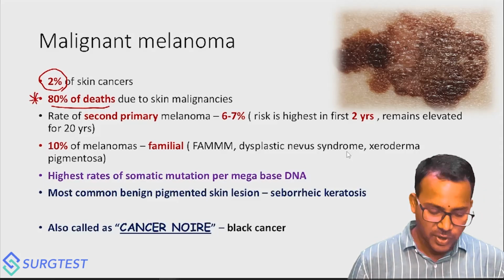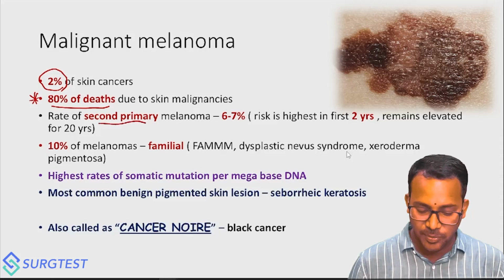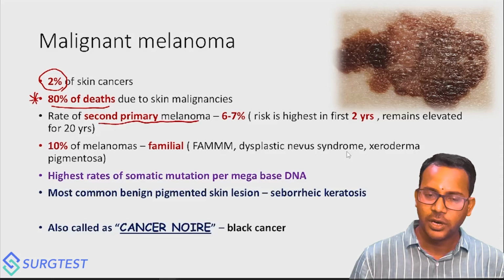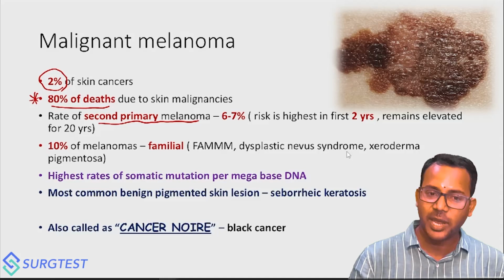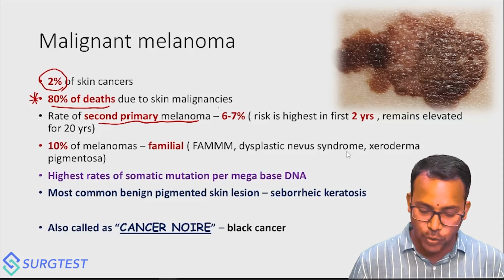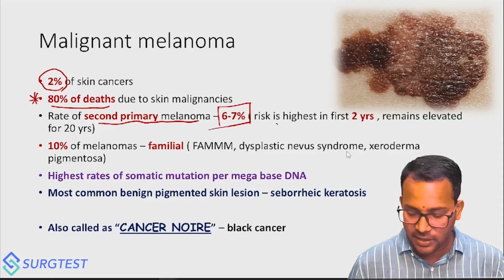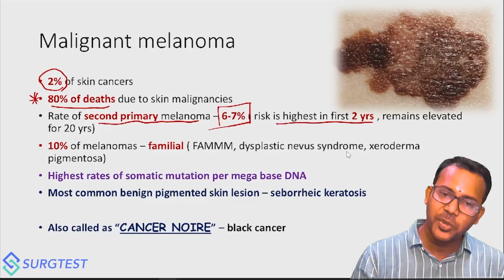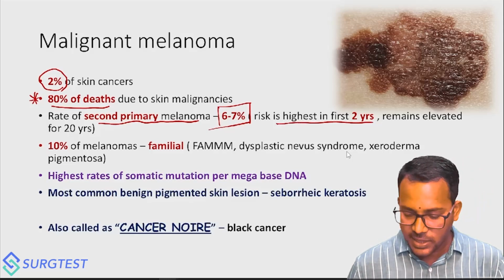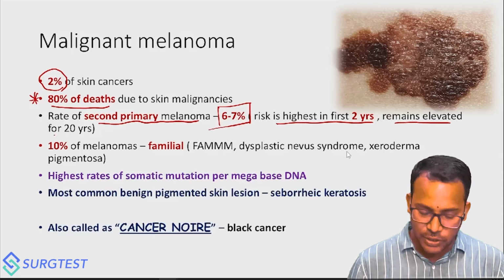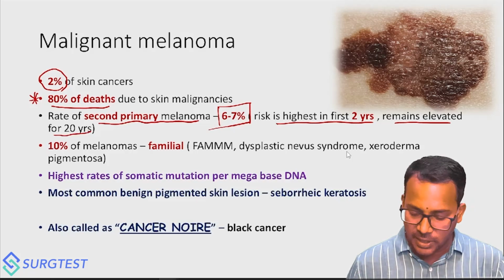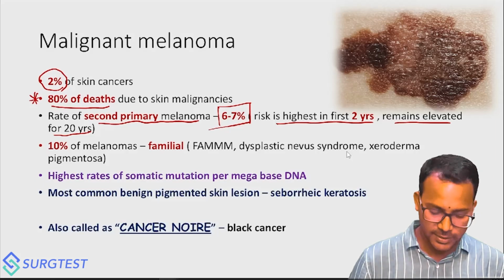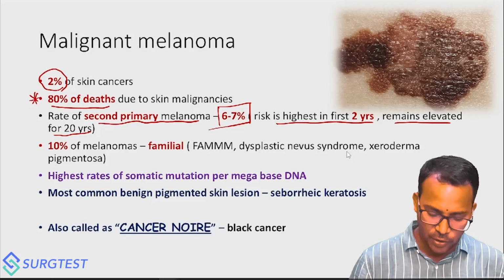The important point that you have to remember in malignant melanoma is the rate of the second primary melanoma. That is to say, a person who has already suffered with malignant melanoma is always at risk of getting another malignant melanoma, or a second primary melanoma, and the risk is around 6 to 7%. The risk is highest in the first 2 years of the diagnosis of the previous malignant melanoma. However, the risk remains elevated until 20 years. So this is one important point that you have to remember, that the risk is highest within the first 2 years, but the risk remains elevated for up to 20 years from the diagnosis of the initial malignant melanoma.